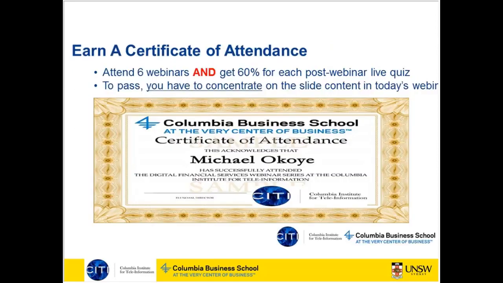So again, about the certificate of attendance, these are the rules. Very simple. Attend 6 webinars and get 60% for each of the post-quiz webinars that you do live. To pass, you have to concentrate on the slide content in today's webinar. I'll repeat that. The questions today are particularly difficult, so if you want to get through it, concentrate on every single slide that Professor Buckley presents, not necessarily on what he says, but on the slide content, and you'll get through it.